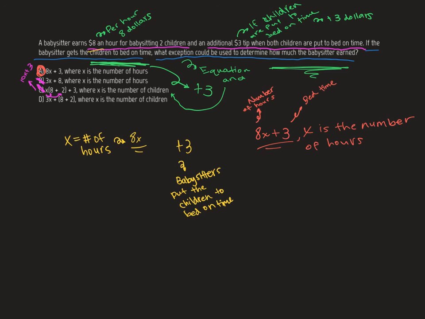Now 3x plus 8 plus 2. I mean just 3x plus 10. That's wrong because she doesn't get a $10 tip for putting the children to bed on time, and she's not earning per hour. So D is also wrong, so that means our final answer choice would be A, and that is 8x plus 3, where x is the number of hours.